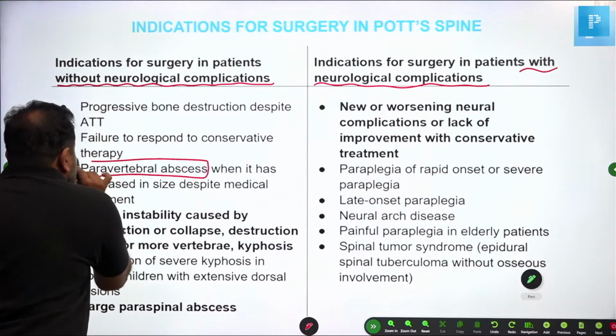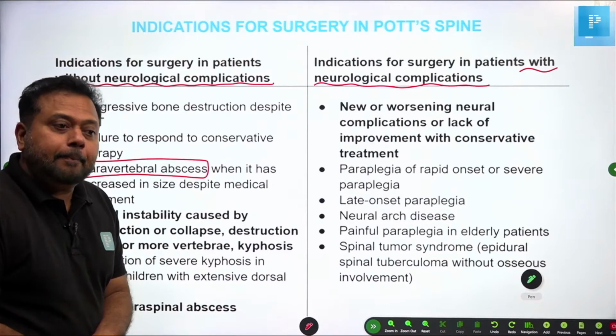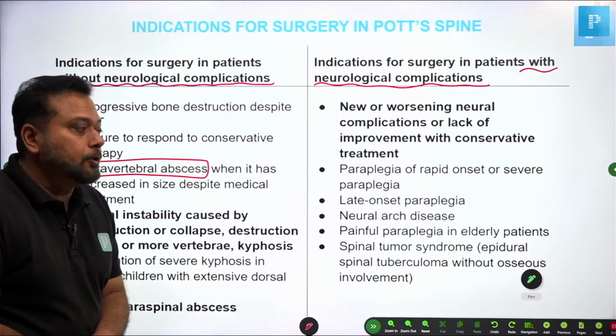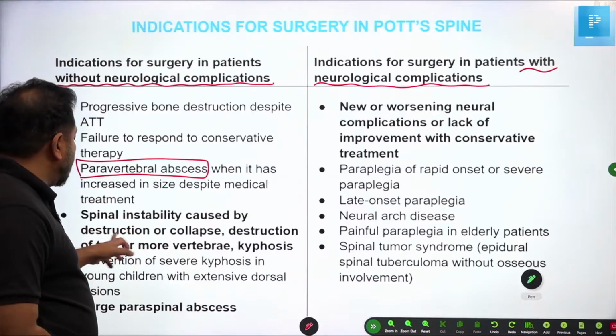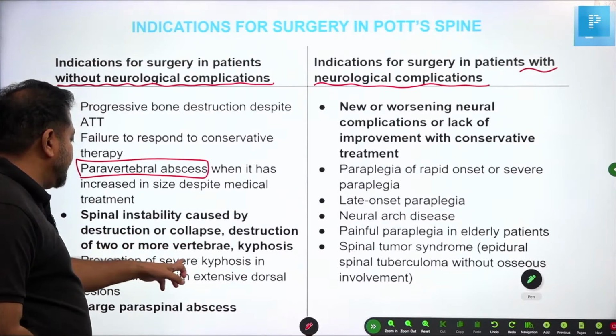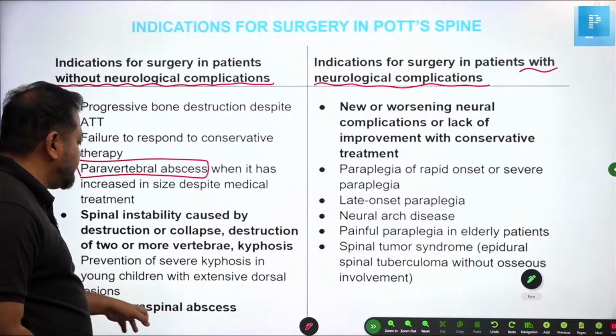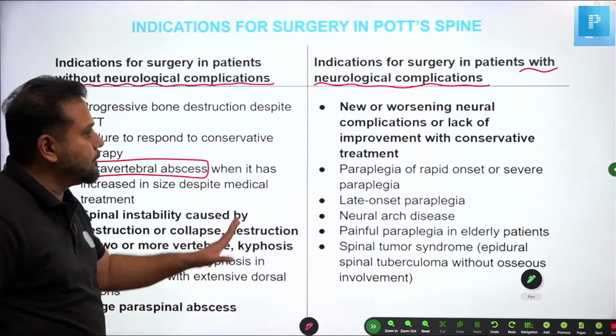This is the golden point. The patient is having a paravertebral abscess, but the patient is not having neurological deficit. You should go for surgery. Then spinal instability caused by destruction or collapse of the vertebra, prevention of severe kyphosis in young children, large paraspinal abscess. The same thing, paravertebral, paraspinal abscess.